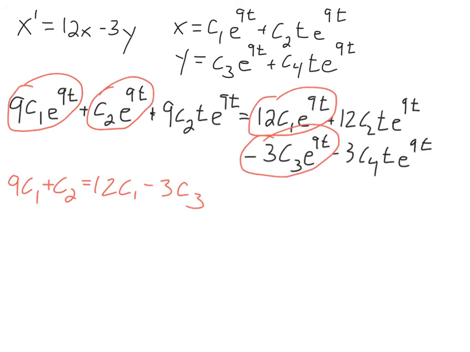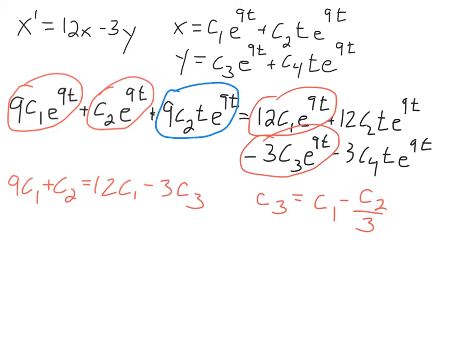And what we want to do is see how c3 is dependent on c1 and c2. So I can solve this equation for c3, and that would give me that c3 is equal to c1 minus c2 over 3.